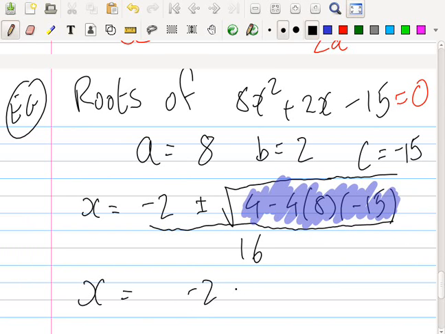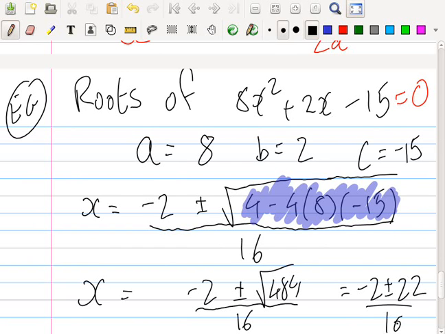484, plus or minus root 484 over 16. Now in this example, it's nice because the square root of 484 has a nice answer. You said it was 22, was it? Yeah. So that's minus 2 plus or minus 22 over 16.